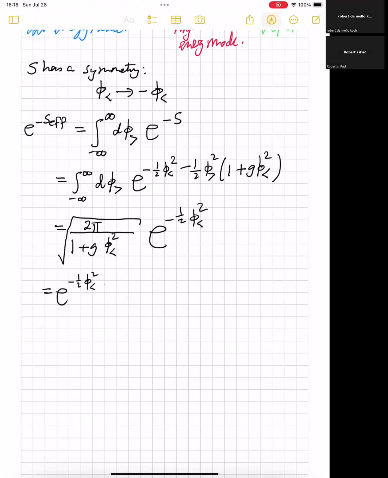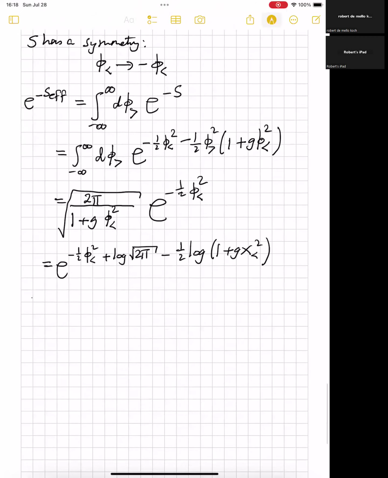Then we've got plus the log of the square root of 2 pi. So that's just a constant. But then we've got minus, let me put a half here because we're taking the log of a square root. And it'll be the log of 1 plus g x less than squared. And I can very easily expand this log and get a nice series expansion for the effective action. So this is what the effective action looks like.